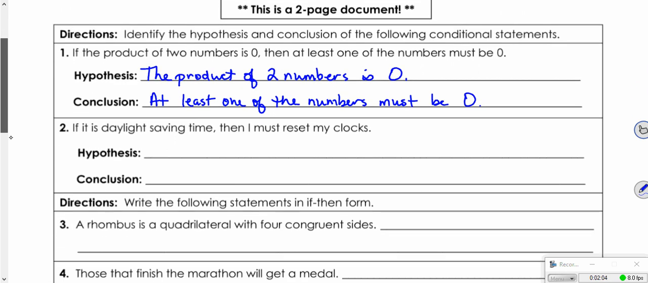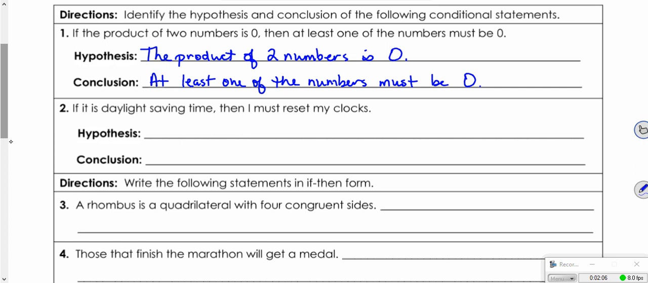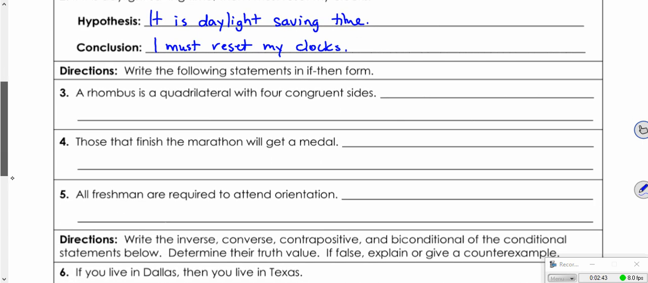If we separate it out into the hypothesis, the first part, and the conclusion, the second part, we don't use if and then anymore. Okay, so the second conditional statement: if it is daylight savings time, then I must reset my clocks. So the hypothesis is just it is daylight saving time. And then the conclusion is I must reset my clocks. Okay, it is daylight saving time. I must reset my clocks.